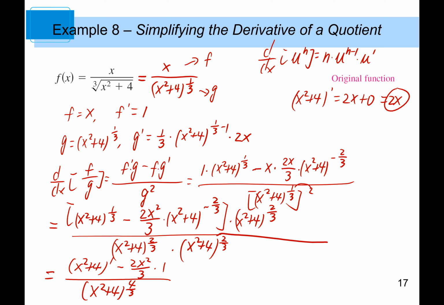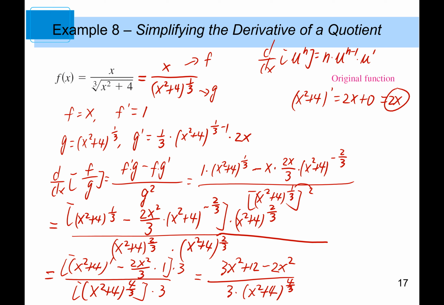Okay, so then next step, we multiply both top and bottom by 3 to get rid of the denominator, so we get 3 times x squared plus 4 minus 2x squared, over 3 times x squared plus 4 to the 4/3. Then 3x squared minus 2x squared is x squared, plus 12, over 3 times x squared plus 4 to the 4/3. So definitely you need to refresh your algebraic skills if you feel like this is challenging for you.